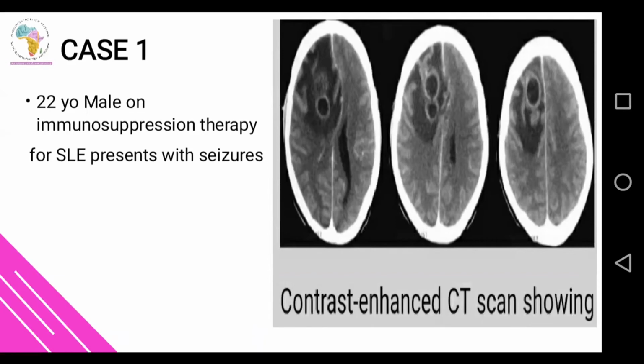So, okay. Yes. So for you, what do you think the lesion is? I mean, based on the differential, this patient is on immunosuppression and also has a seizure presentation. I'm thinking it could be toxoplasma or even CNS lymphoma or something like that. And also because of the ring enhancing lesion.